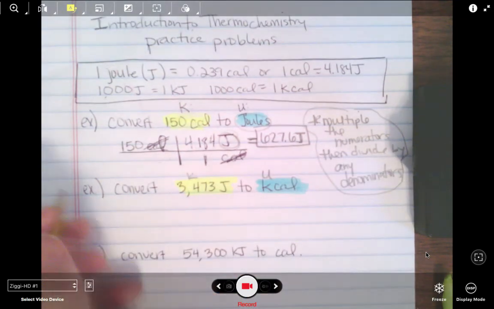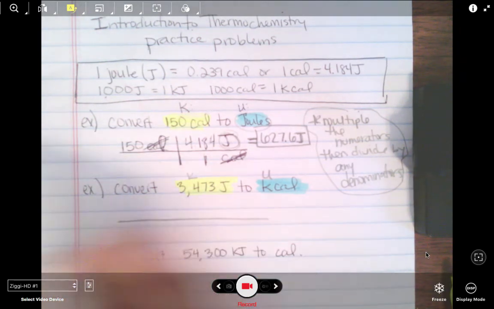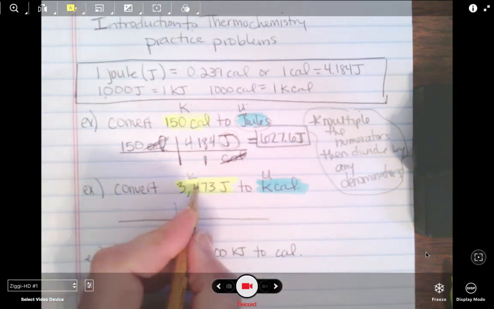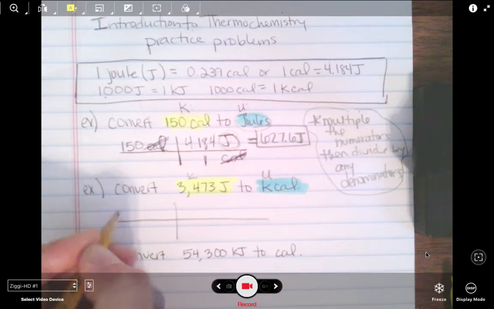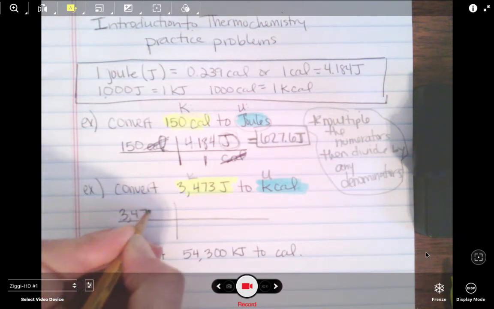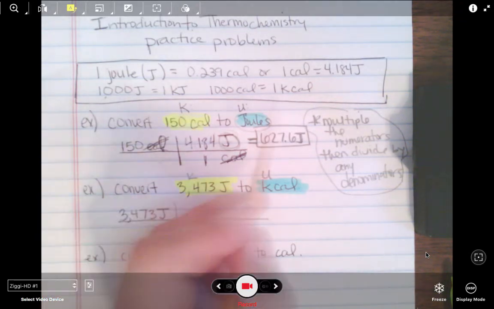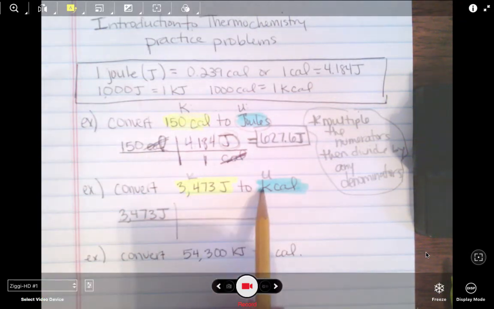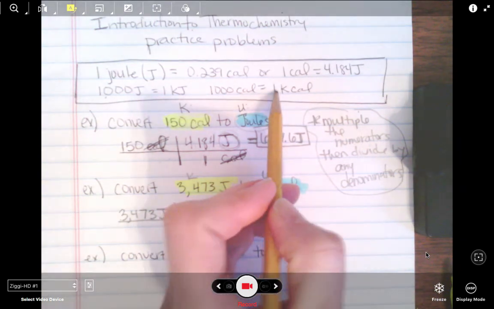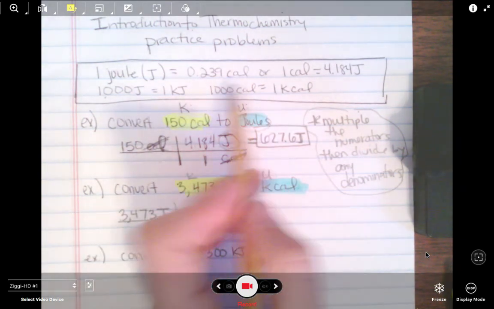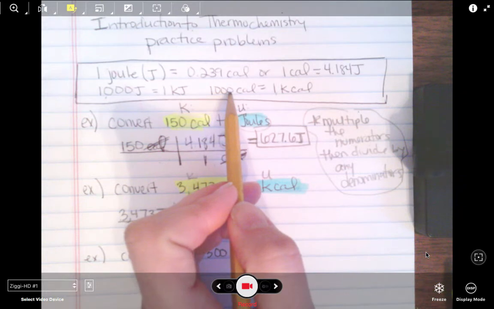So you start with setting up your T-chart, and you put your known on the first T on the upper left-hand side, so 3,473 joules. And then you find the conversion that you need to get to where you need to go. So I need to go to kcal. But the only thing on this chart that's equal to kcal is calories, little calories.